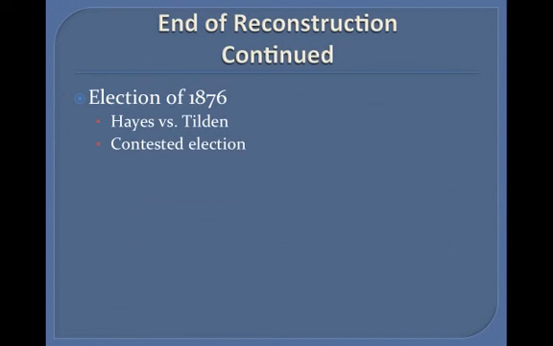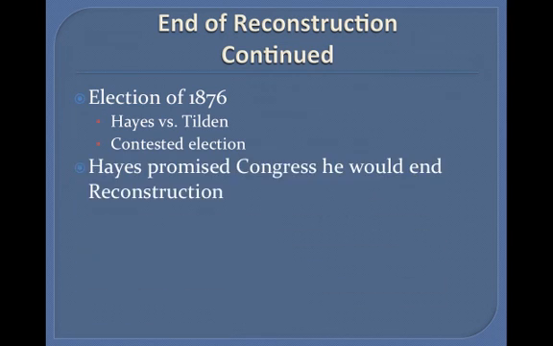The election of 1876 was another contested or disputed election. It was Rutherford B. Hayes against Samuel Tilden, and in this, Rutherford B. Hayes promised Congress that he would put an end to Reconstruction if he was elected and selected. By the way, what I'm saying when this is contested, just to clarify, neither one of these guys got a majority of the votes. Remember, you need more than 50%. Neither of them had more than 50%, therefore it goes to the Congress to decide.